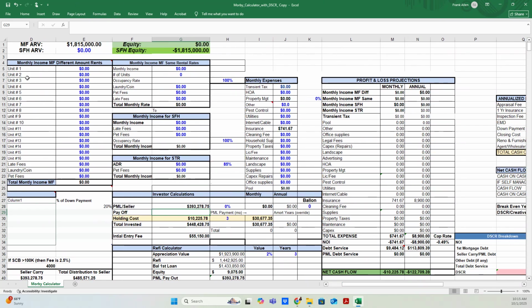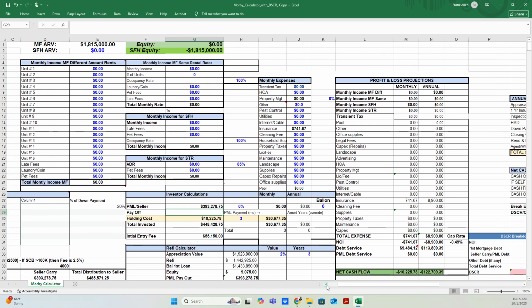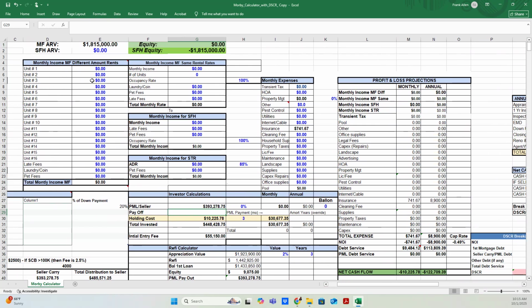So, this box, I have multiple monthly boxes here for rental revenue. I can add more units in here if need be. It started out with 6, and now it's grown to 16, just from running numbers on different units, different multifamilies that this particular buyer has brought to me.